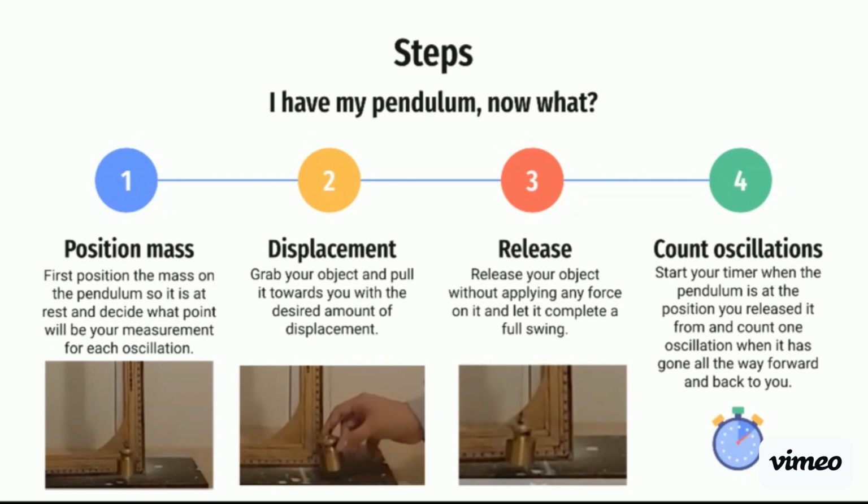And step 4, you want to start your timer when the pendulum is at the position you released it from and count 1 oscillation when it goes all the way forward and back to you. And count as many oscillations as you want and stop the timer when the object has made its way to the starting position you released it from for the last oscillation.